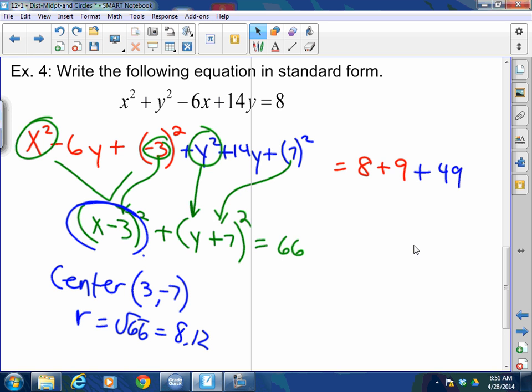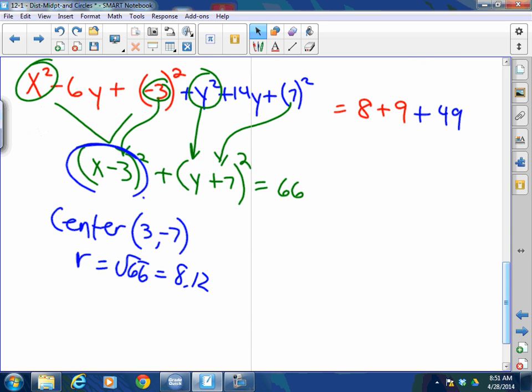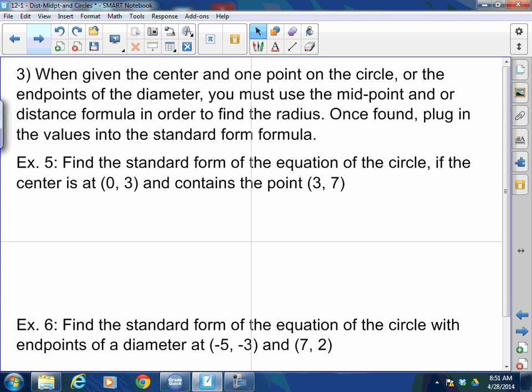Okay, one more thing. You ready? Okay. Because we got plenty of time. Last situation. When given the center and 1 point on the circle, or the endpoints of the diameter, you must use the midpoint and/or distance formula in order to find the radius. Once found, plug the values into the standard form formula. So what's happening here? They say find the standard form of an equation of a circle that has center 0, 3 and contains a point 3, 7.